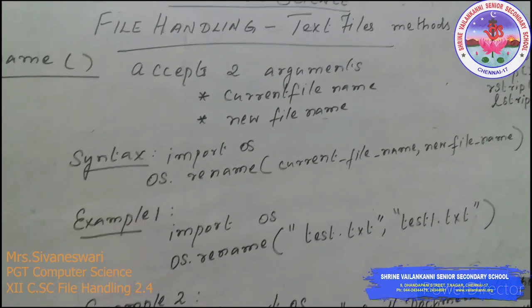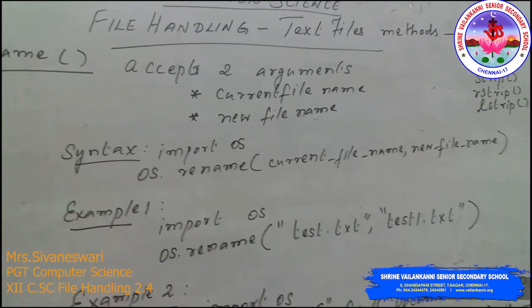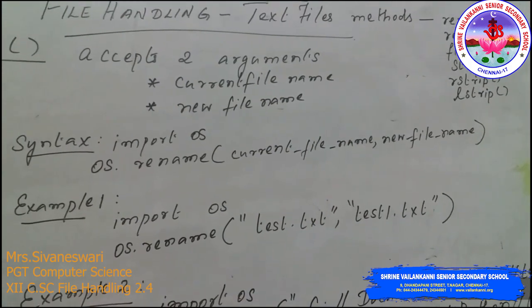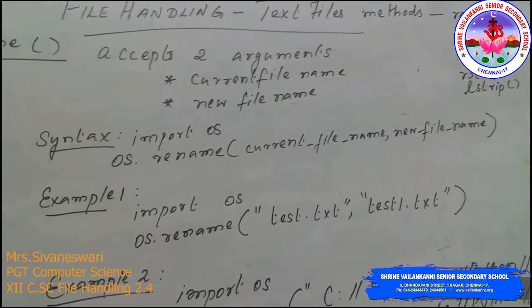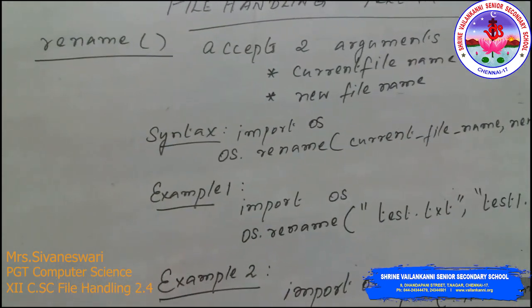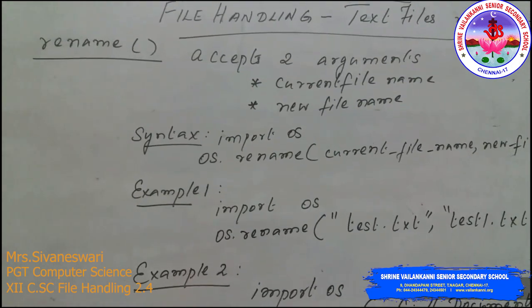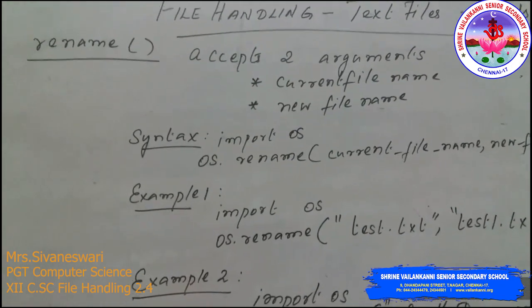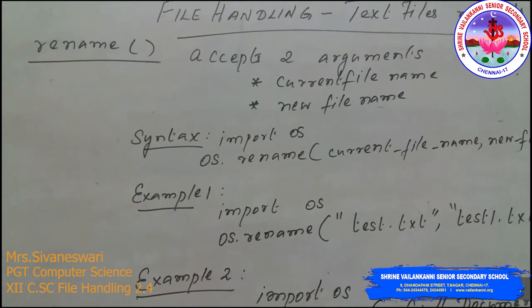File handling, text files continuation. We are going to see the text file methods: rename, remove, flush, strip, rstrip, lstrip. So now, rename() is used to change the name of a file which is already existing.